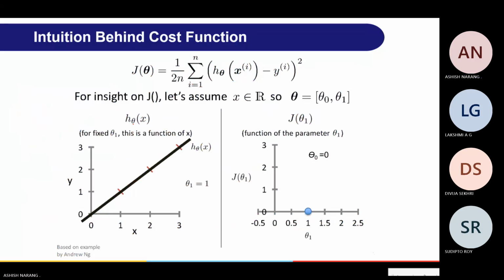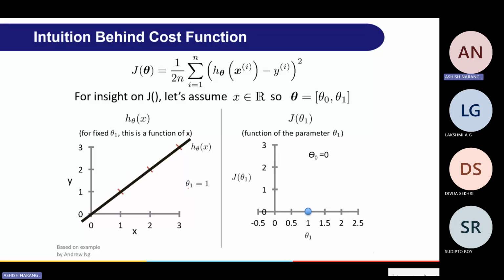Now for insight on J, let's assume that X belongs to R. So theta is equal to theta 0 and theta 1. Simplistic parameters that we have taken, right? So for a fixed theta 1, this is a function of X only, right? So if you fix one of the parameters, this will become a function of X only.